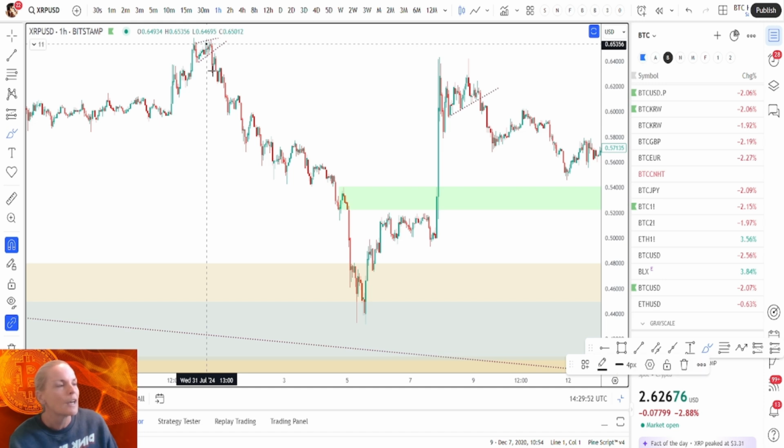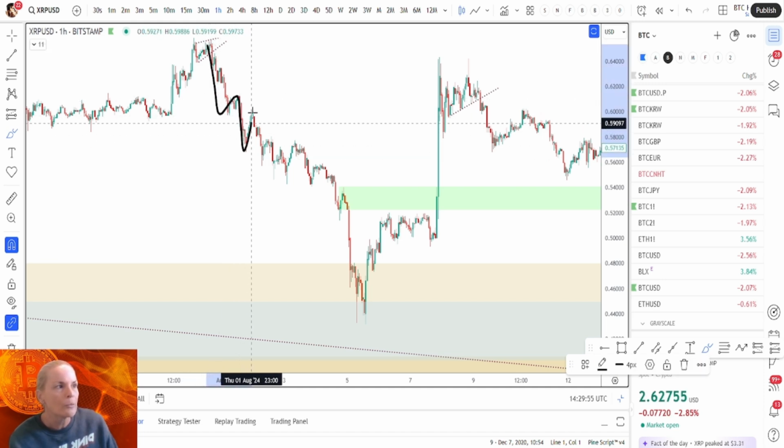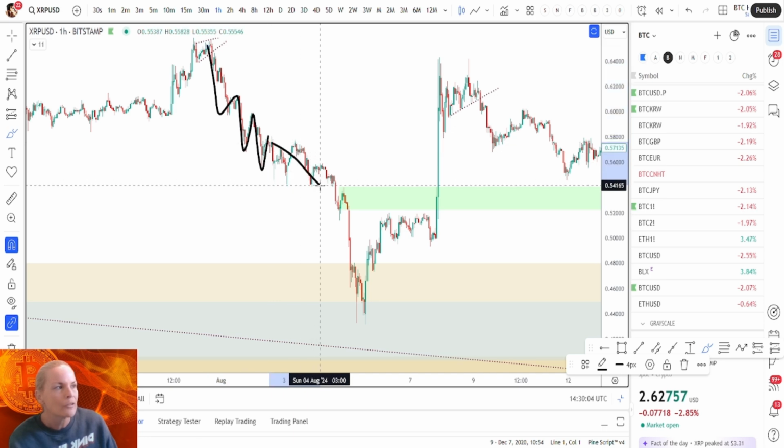So hourly is not great here, but let's say, these are the waves. When it breaks a low, that's a new wave. For me, it needs to break significantly. So here it didn't really break significantly. So maybe that's the bigger wave there.